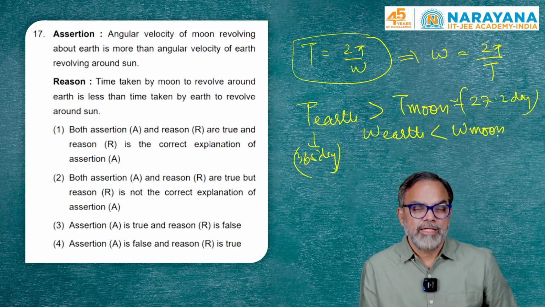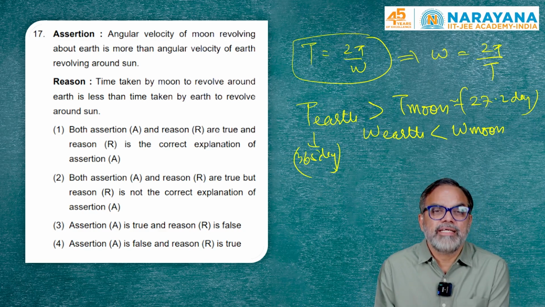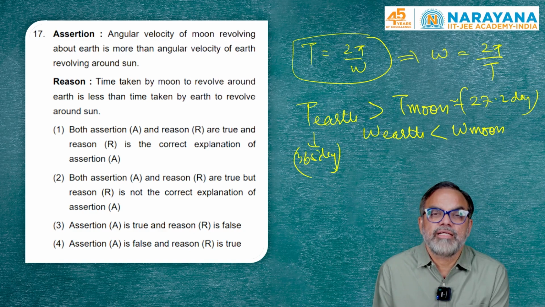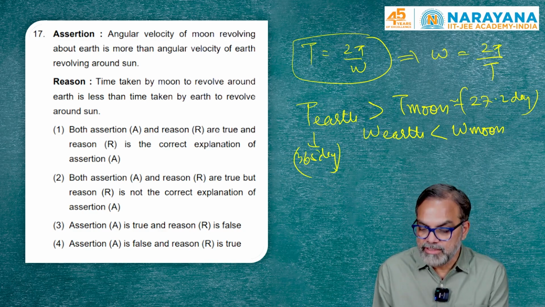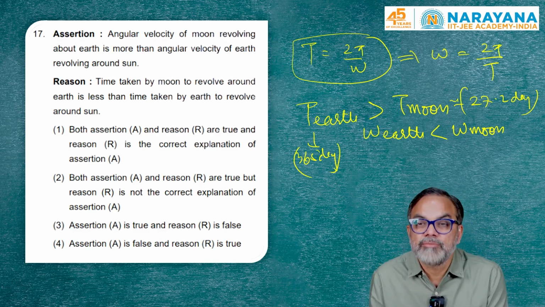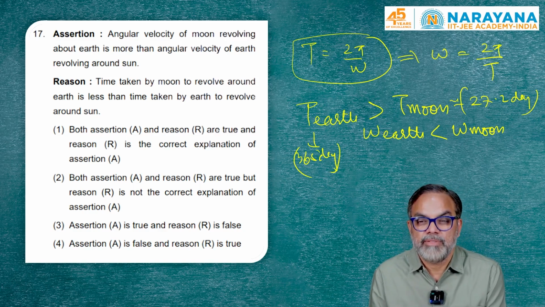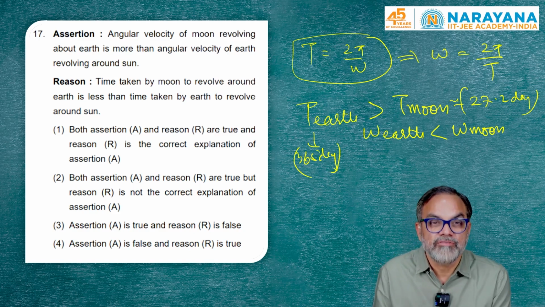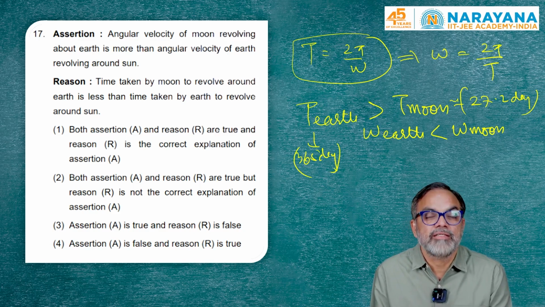Right, students? So the first statement is the assertion: angular velocity of moon revolving about earth is more than the angular velocity of earth revolving around the sun. That's very obvious because we know the relationship between their time period. Time period of moon is less than time period of earth, so angular velocity of moon will be more than angular velocity of earth. So this is a correct statement.